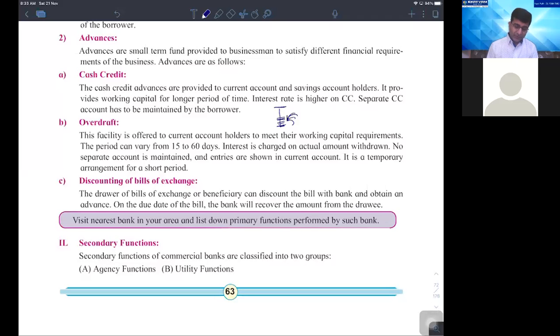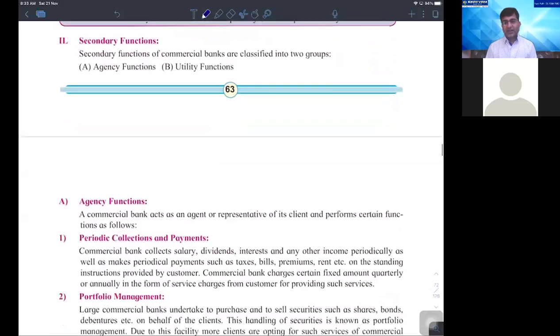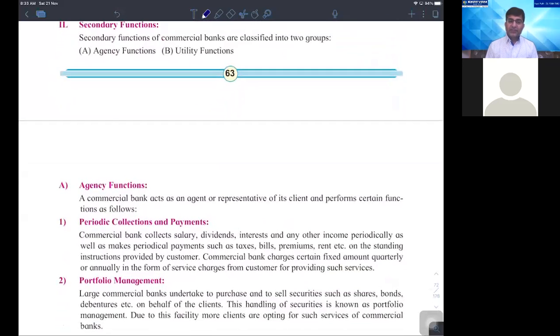So let's come ahead now to the secondary functions. Now, within secondary functions of commercial banks, it has been further divided into agency and utility. Agency means what? Now, if you take the example of bill of exchange, you are the drawer of bill, right? There is another person who is the drawee in the bill.